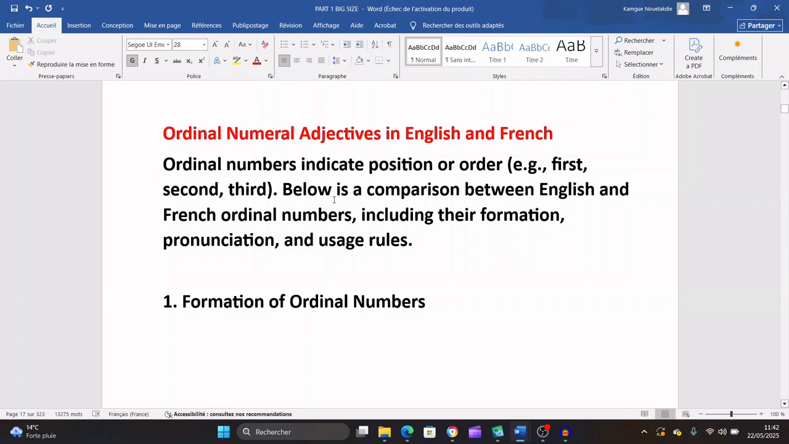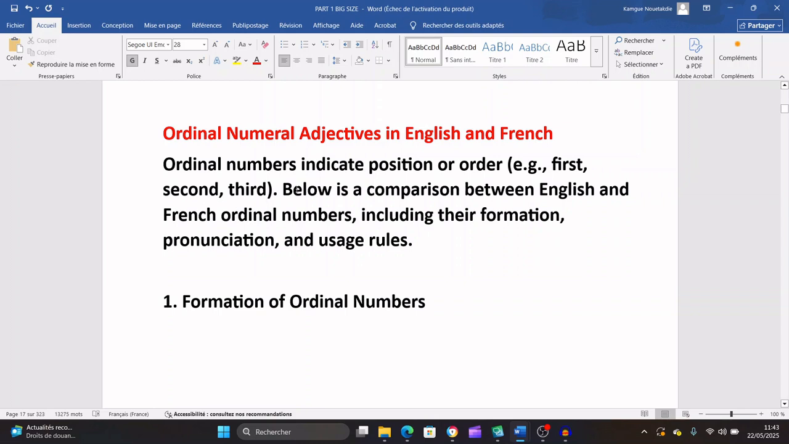Numeral adjectives in English and French. Ordinal numeral adjectives in both English and French. Ordinal numbers indicate position or order. For example, you have heard about first, second, third.